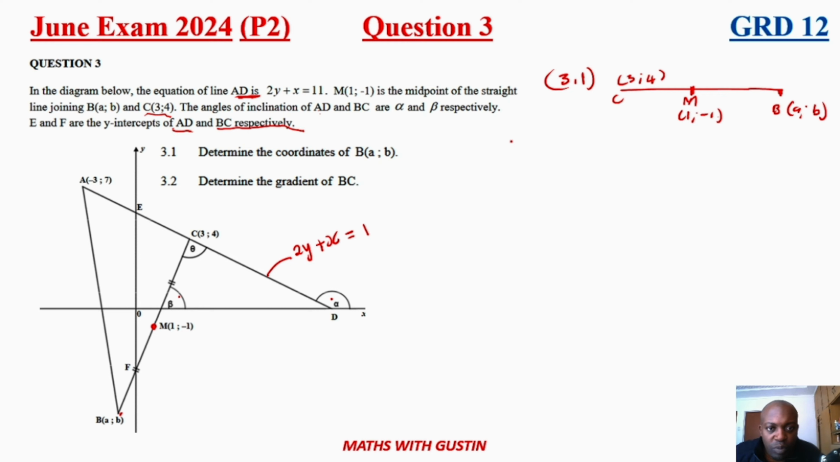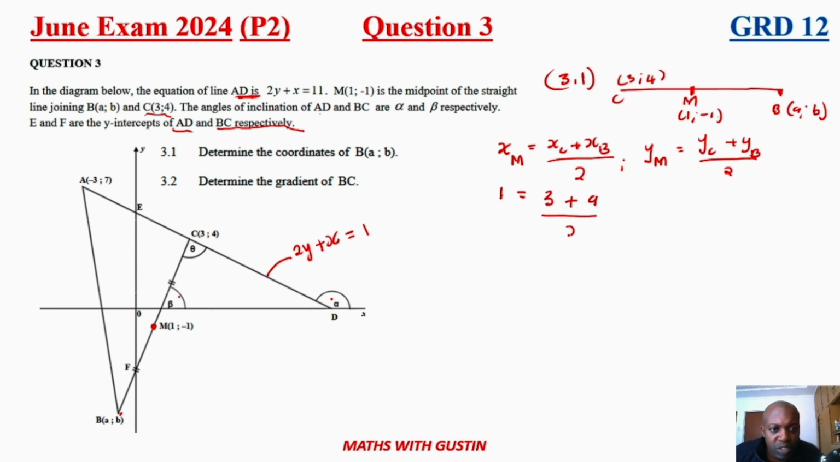So x at the midpoint, using the midpoint formula, you get it by saying x at C plus x at B, over 2. A similar thing for y at the midpoint: it equals y at C plus y at B, all over 2. So what is the x at the midpoint here? The x at the midpoint is equal to 1. The x at C is equal to 3, plus the x at B, which is A, divided by 2. Therefore, you are going to cross multiply here to find the value of A.